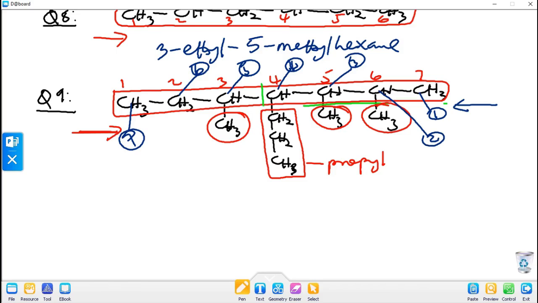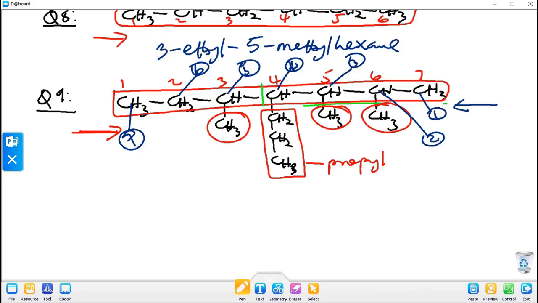Now, if we choose to number from the left-hand side, with red ink, the numbering scheme on red is from the left-hand side. So our first methyl side chain is at carbon 3, the second is at carbon 5, and the third is at carbon 6. Our propyl remains the same at carbon 4, whether left or right.